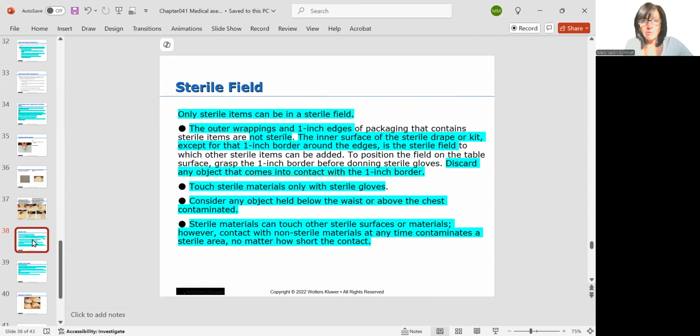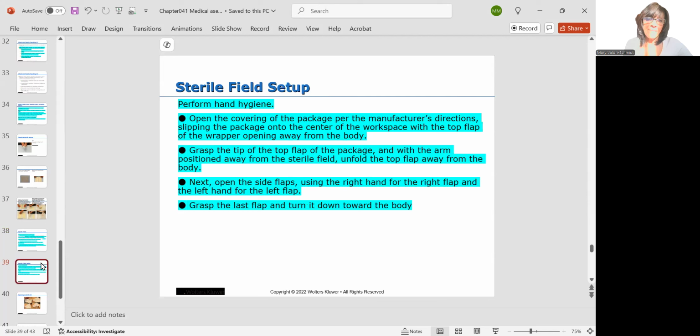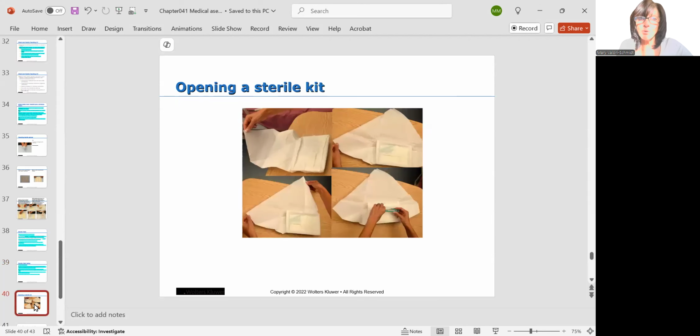And then sterile field. Always remember that 1 inch around the edge of your sterile field is considered contaminated. Don't forget it, okay? And only touch sterile things with sterile gloves. Anything that's held up high or down low, contaminated, all right? And again, when you're setting up that sterile field, remember everything gets opened away from you, okay? Away from you. And we'll go over this live and in person. There's a picture of someone opening up a sterile kit.